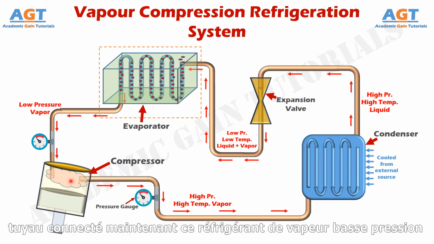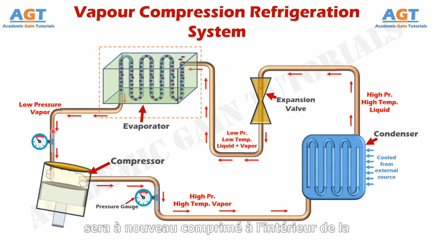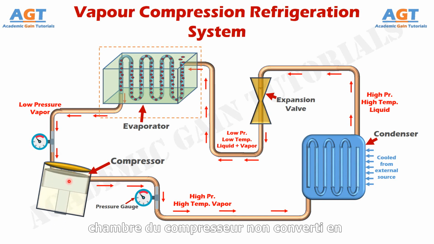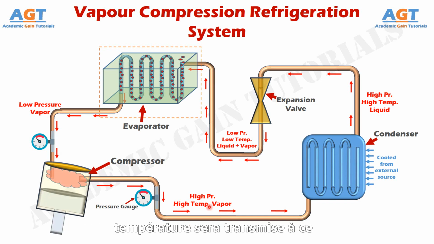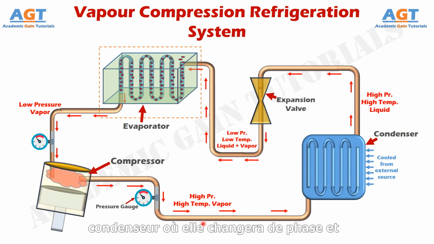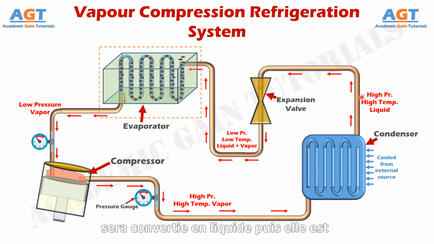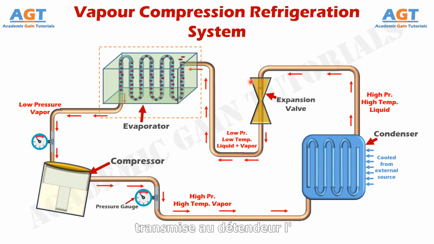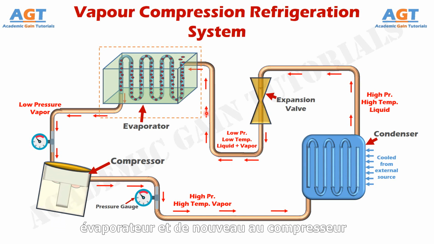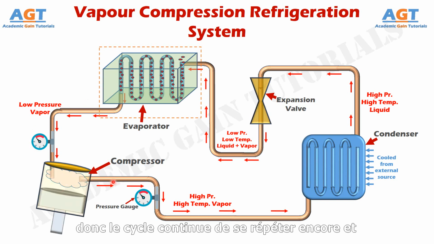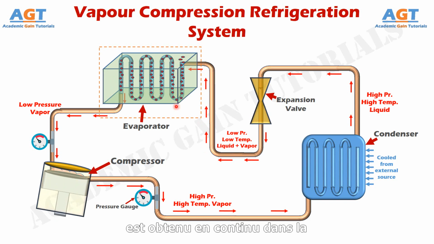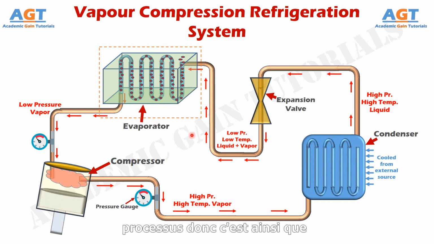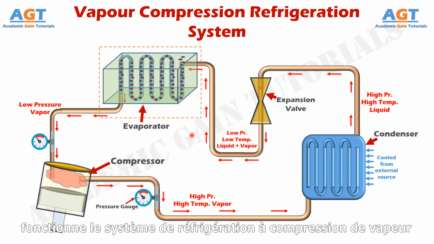Now, this low-pressure vapor refrigerant coming to the compressor will be again compressed inside the compressor chamber and converted to high-pressure high-temperature vapor. Then again this high-pressure high-temperature vapor will be passed to this condenser where it will change phase and will be converted to liquid. Then it is passed to the expansion valve, the evaporator and again to the compressor, so the cycle keeps repeating over and over again, and refrigeration or cooling is obtained continuously in the evaporator region throughout the whole process. So, this is how vapor compression refrigeration system works.